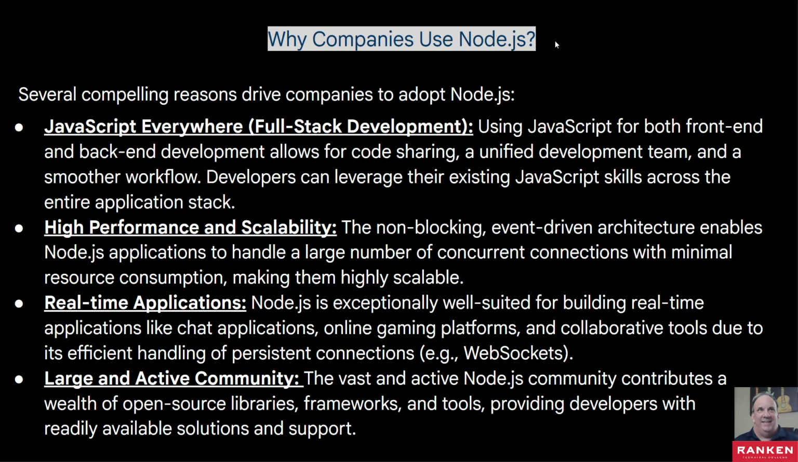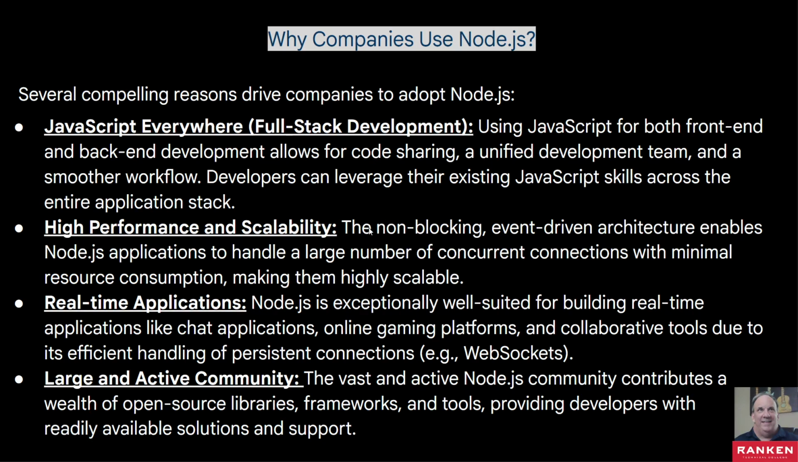So why would companies use Node? We kind of mentioned that a little bit already, but one good thing about Node is that Node is JavaScript. If you've already got developers on the front end, they can also do the back end, right? If they know JavaScript, it's easier for them to do end-to-end, full stack development. Using JavaScript for both the front end and the back end allows for code sharing, a unified development team, and a smoother workflow. Developers can leverage their existing JavaScript skills across the entire application stack.